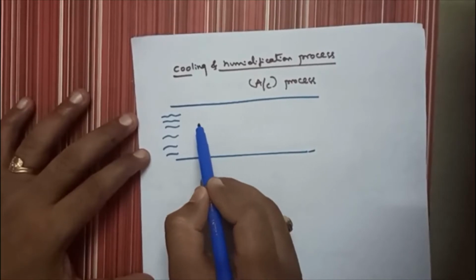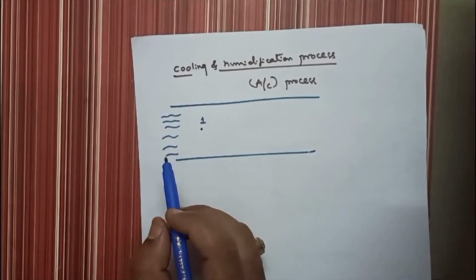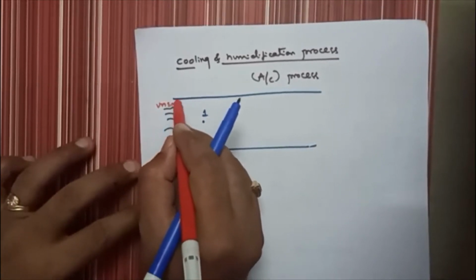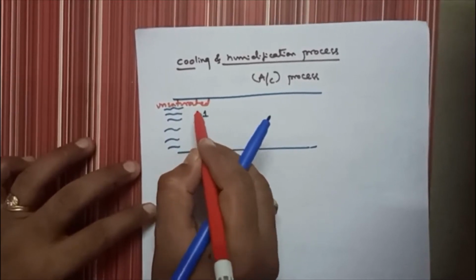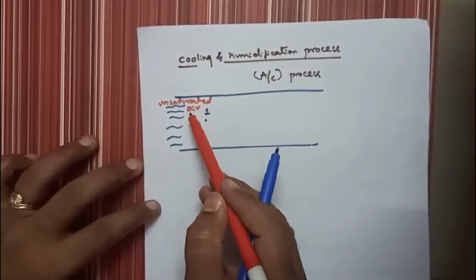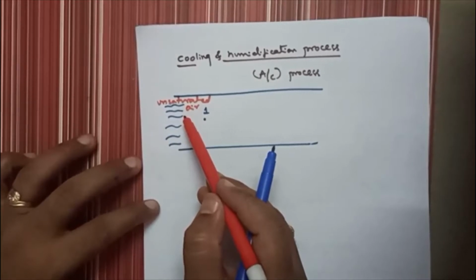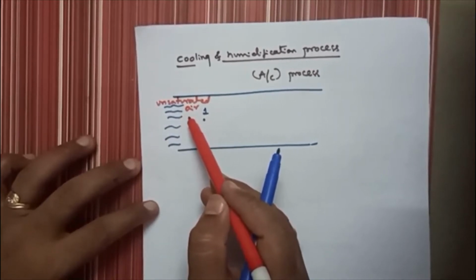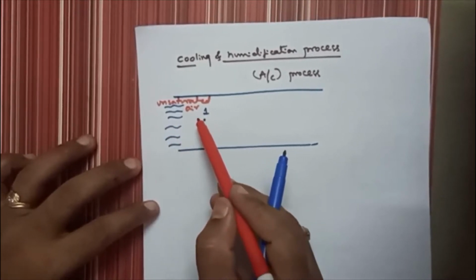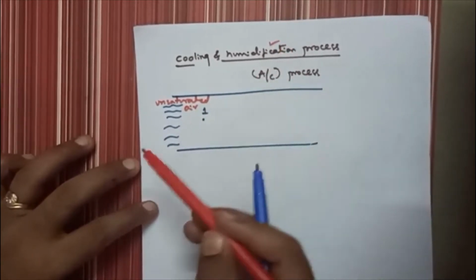So point number 1 here is unsaturated air. When unsaturated air is there, what does it mean? It has an insufficient amount of water. So to make it saturated, we need to supply water content, or we need to supply vapor. So supply of vapor or addition of vapor is humidification.